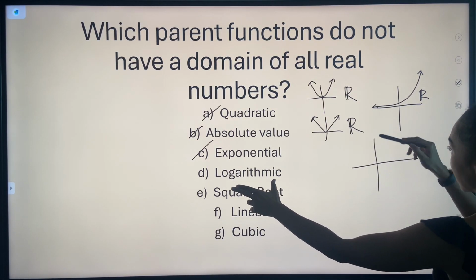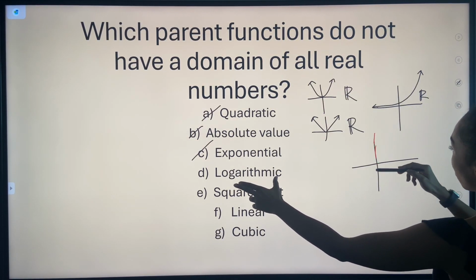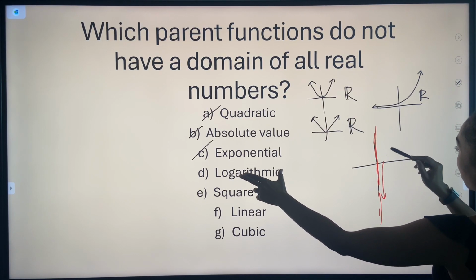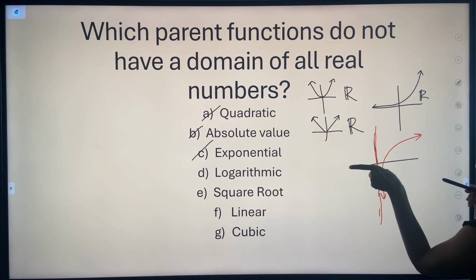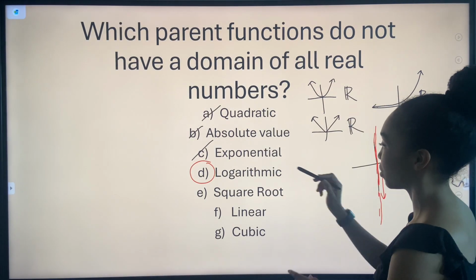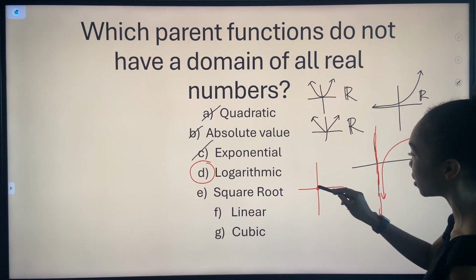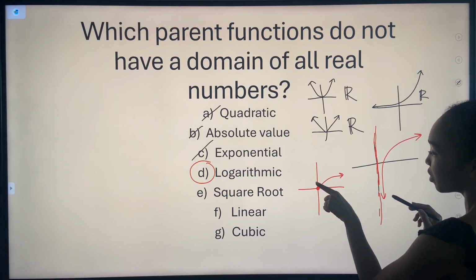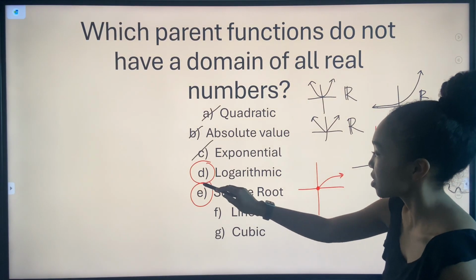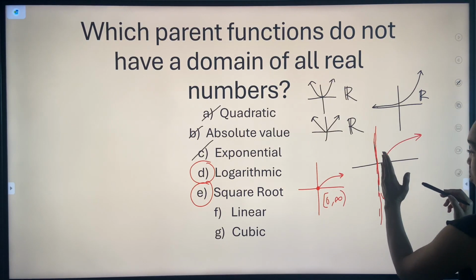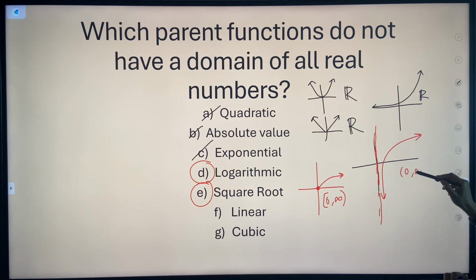Logarithmic, it has an asymptote along the y-axis, and from there, it goes to the right. So it never goes this way. So this one is not all real numbers. The square root graph starts at the origin and goes to the right. So it never goes this way. So this one's not all real numbers either. This one is 0 to infinity. This one is parentheses 0 to infinity because you can't be on the asymptote.